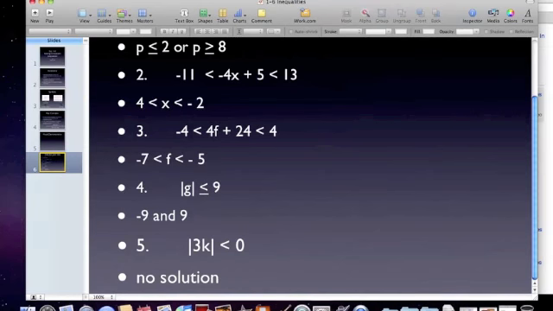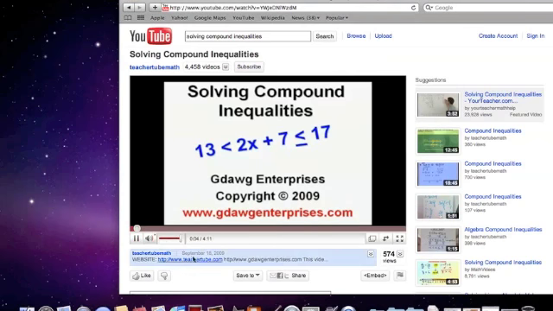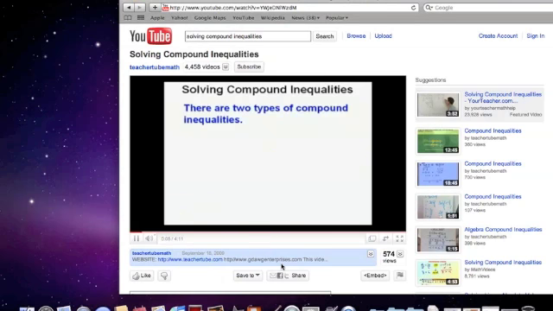Visual demonstration. Compound inequalities. There are two types of compound inequalities. The first type is the "and" type, where the inequality has three sections separated by two inequality symbols. The second is the "or" type, where there are two inequalities separated by the word "or."